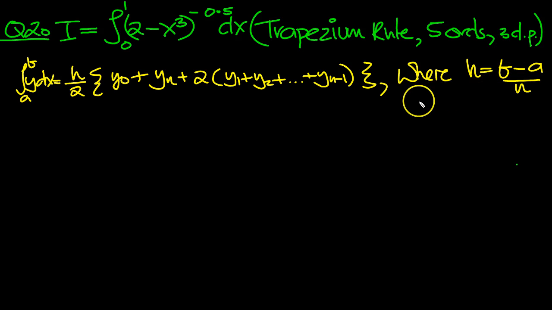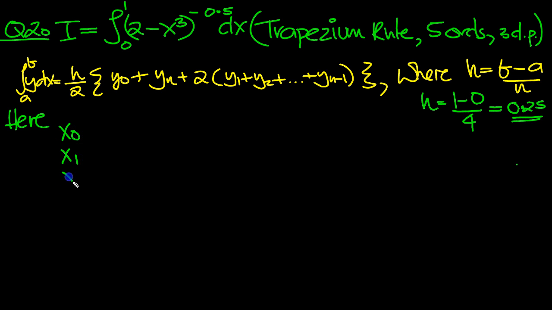So here h is equal to 1 minus 0 over n, which we said was 4, the number of intervals, is a quarter, is 0.25, isn't it, as a decimal.